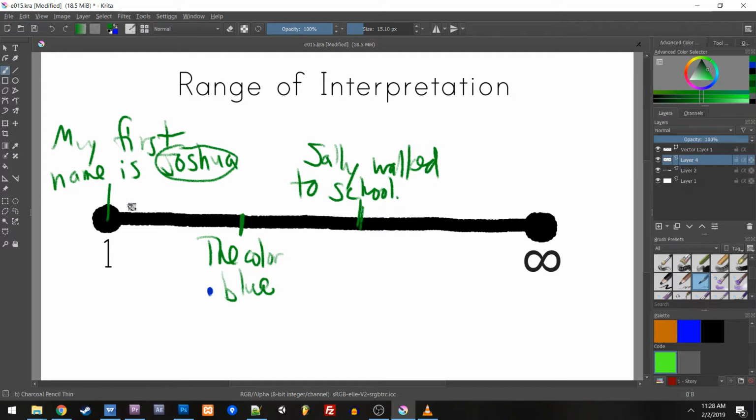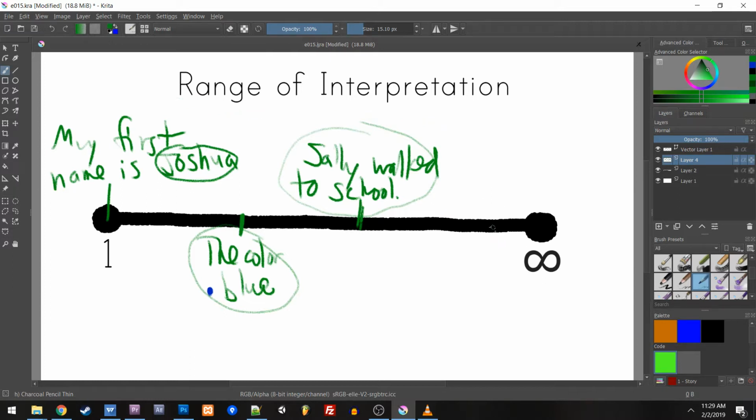Now you might be asking, well, okay, this is 1 to infinity. What is half of infinity? What is a quarter of infinity? This is all conceptual. Don't worry about trying to pin an exact number. This is about getting across the idea of how some things are more open to interpretation than others. Yes, the color blue, there's a ton of blues, but Sally walked to school, there's even more information that we have to interpret. So we have even more openness of interpretation. The range of interpretation is wider.